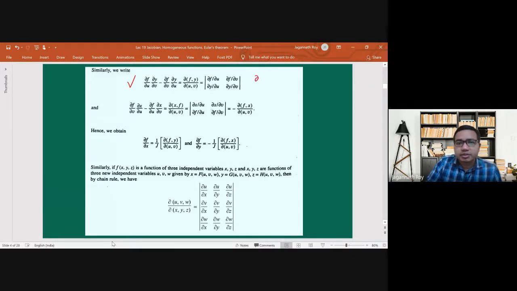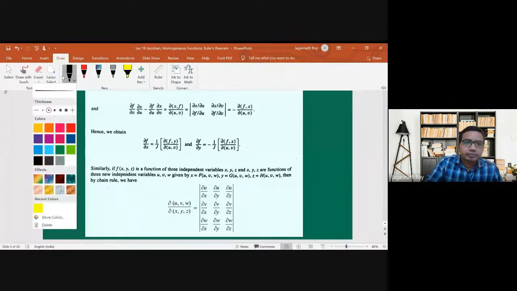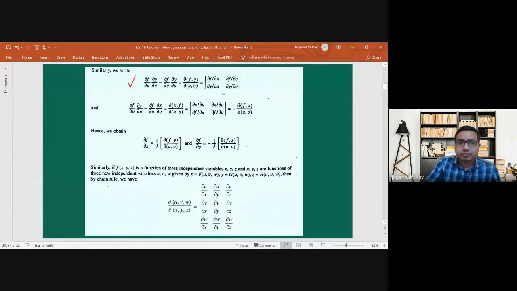Now by definition, we have del of (x, y) over del of (u, v). Del of (u, v) is nothing but del x by del u, del x by del v, and del y by del u. Similarly, del y by del v.